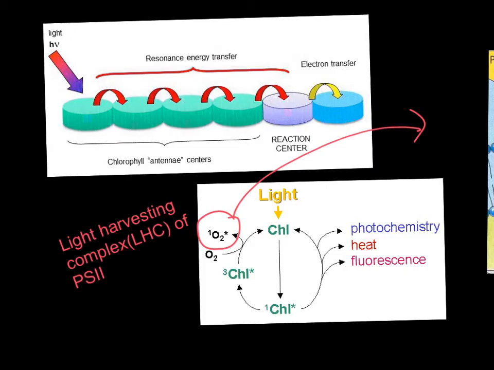Let's first look at the light harvesting complex of photosystem II. Absorption of light causes chlorophyll to enter the singlet excited state, and the excitation energy is rapidly transferred between neighboring chlorophylls in the light harvesting center. However, before excitation energy is trapped in the reaction center, triplet chlorophyll can be formed from singlet chlorophyll. In contrast to the singlet chlorophyll, triplet chlorophyll is relatively long-lived and can interact with oxygen to produce singlet oxygen.